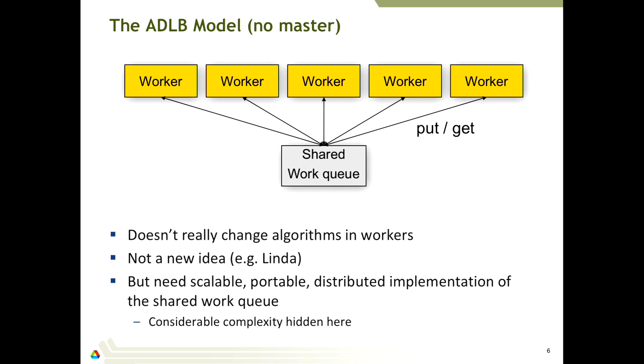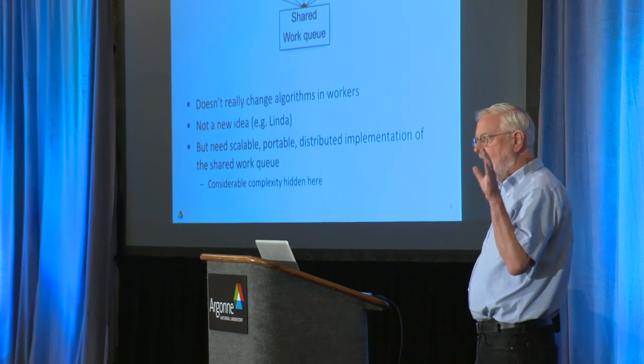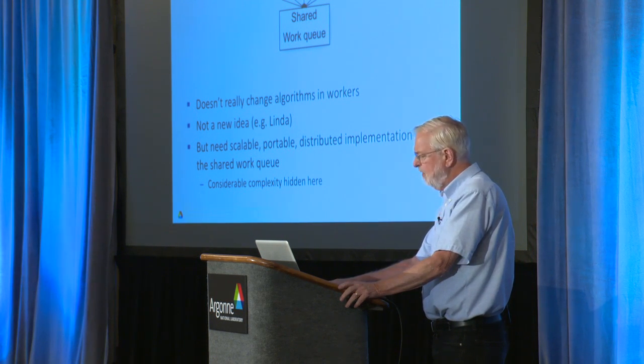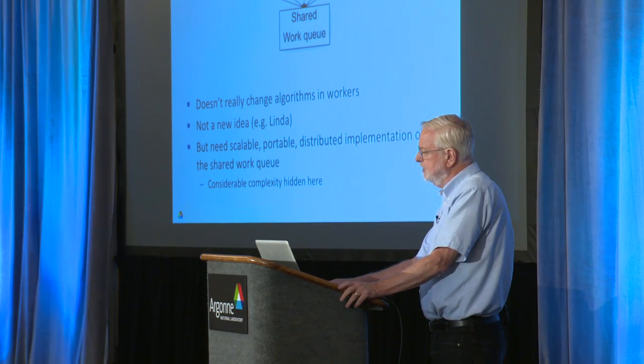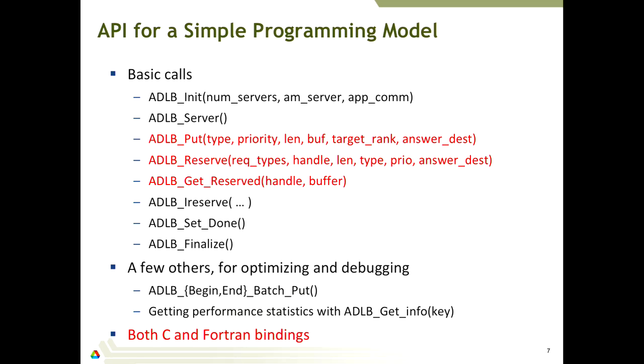But the new thing is that we need a scalable, portable, and distributed implementation of that shared work queue, and there can be quite a bit of complexity hiding inside this very simple interface. So the interface is simple in this sense. Here's the complete API, and the only important part is the put and the get. So there's a single put.